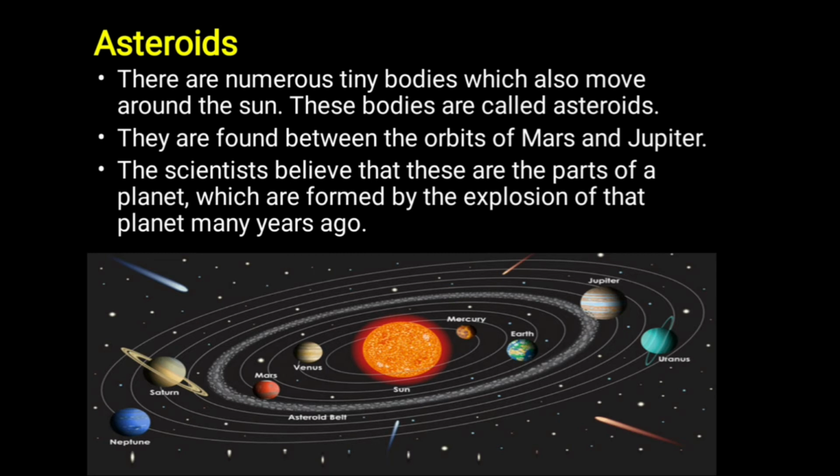The scientists believe that these are parts of a planet which was formed by the explosion of a planet many years ago. Well, scientists believe that these tiny asteroids are part of a planet which might have exploded in the past, and these are that planet's remains.